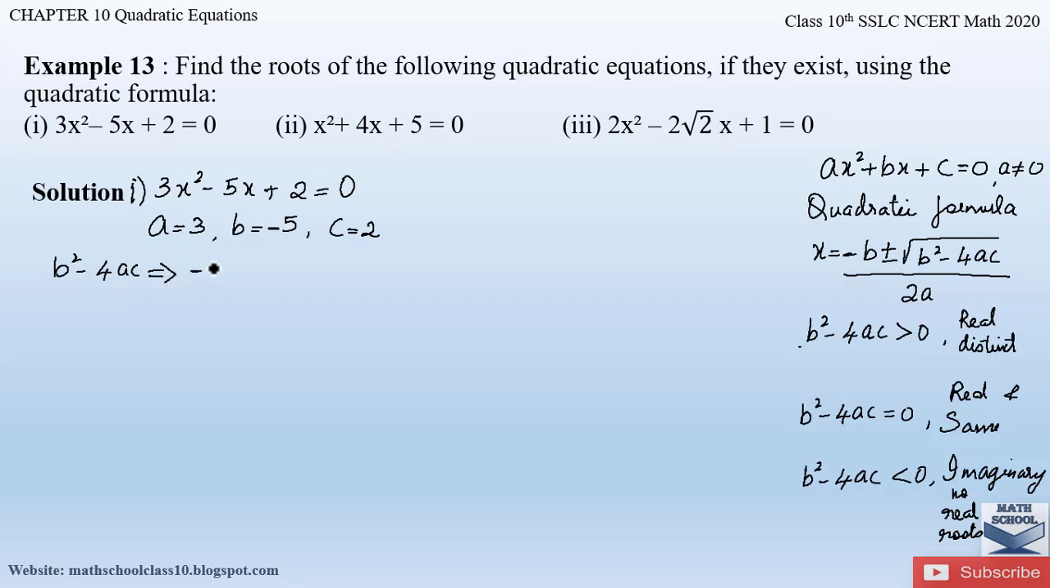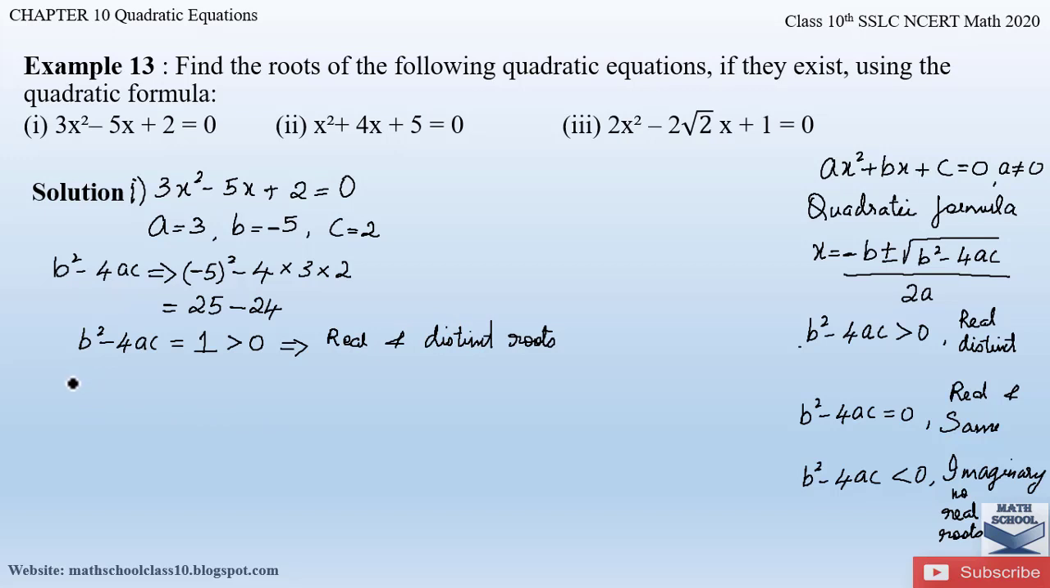What is the b value? Minus 5 the whole square, minus 4 into a, which is 3, into c, which is 2. So minus 5 square is 25, then minus 4 threes are 12, and 12 into 2 is 24. Therefore we got b square minus 4ac is equal to 1. Now this 1 is greater than 0. Therefore we are going to obtain real and distinct roots.